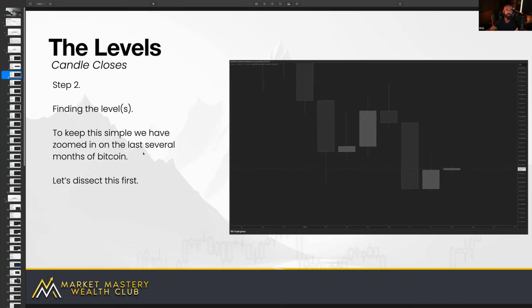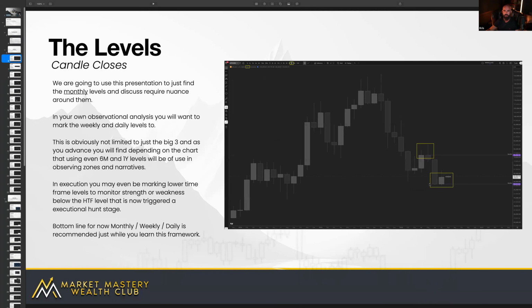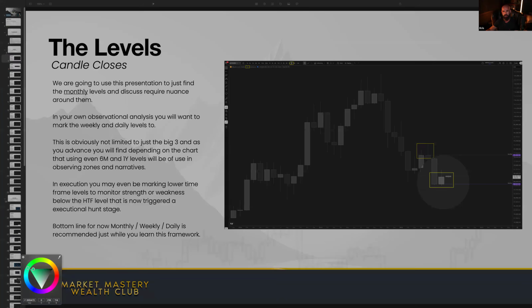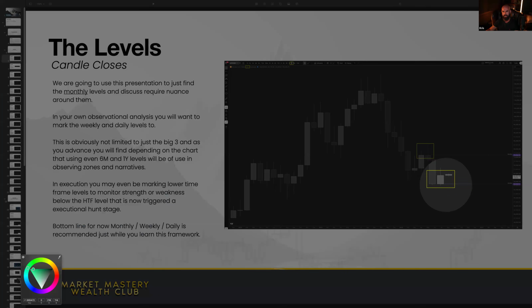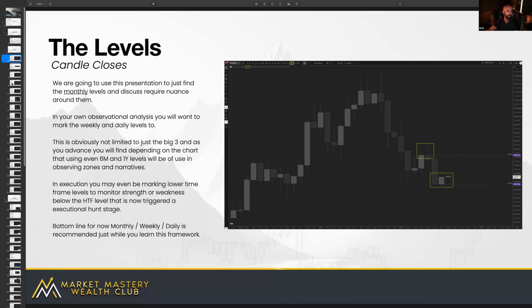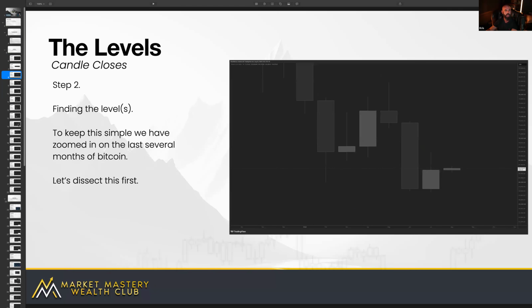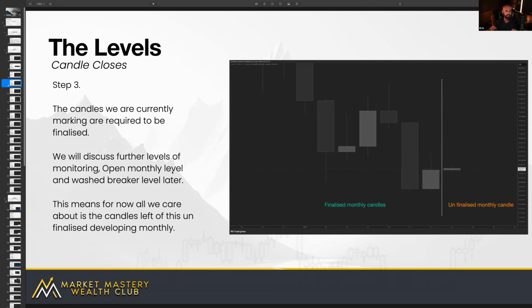Okay, so step 2. Now we're going to talk about defining the levels, guys. To keep this simple, we have zoomed in on the last several months of Bitcoin. So here we were, and I have zoomed in on this area here, down here. So that's what we're going on. So let's dissect. The candles we are currently marking are required to be finalized, okay?